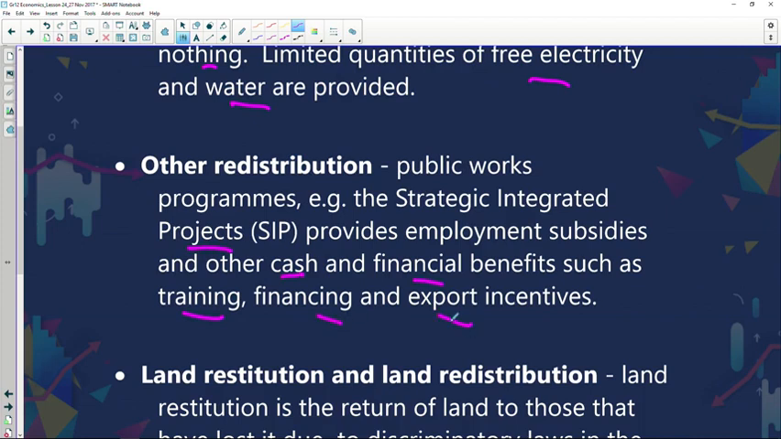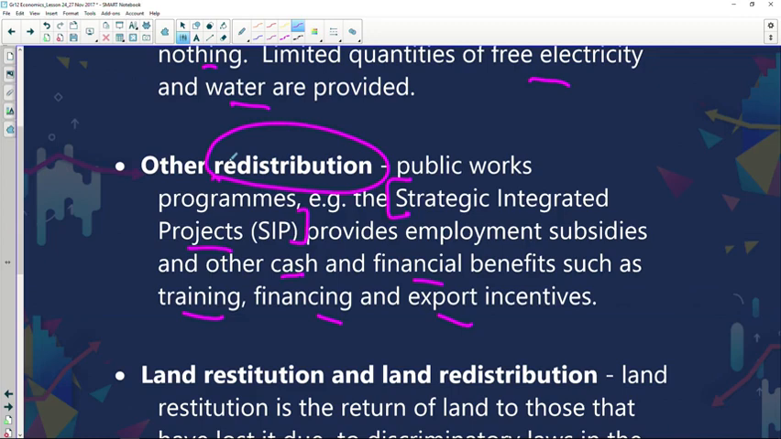Okay, so we have structures that are put into place in order to ensure that they do give other benefits in terms of redistribution, because this needs to be done because of the previous system that we come from, that things need to be evened out. So government needs to apply its fiscal policies in order to ensure that the redistribution actually does happen.